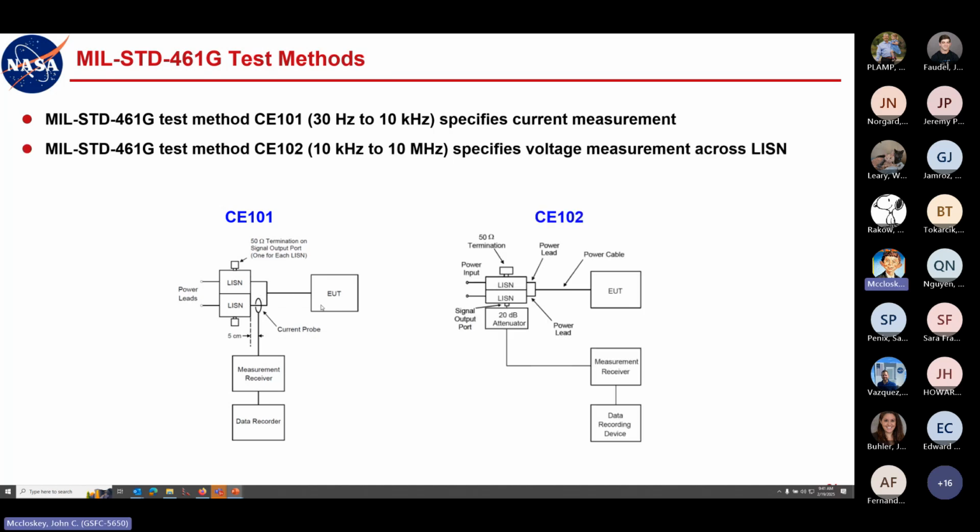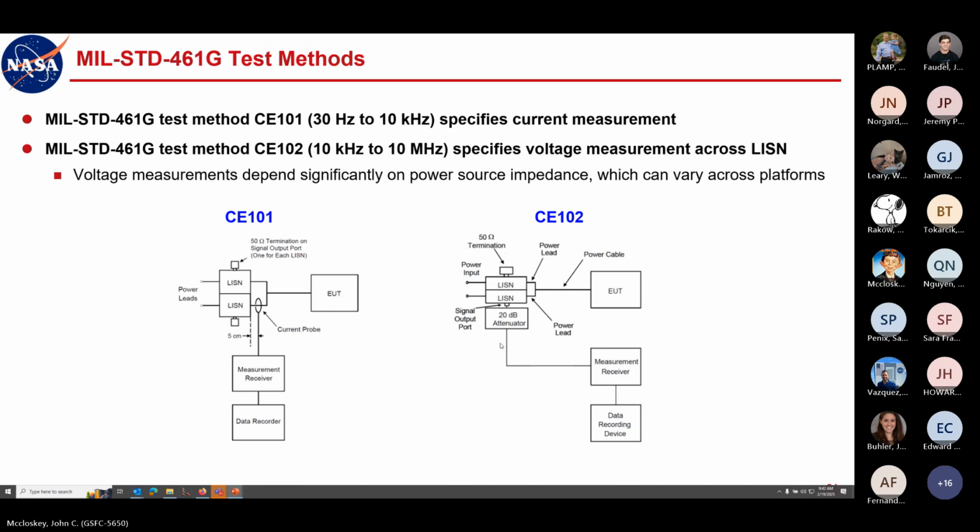And then the CE 102 test method, the higher frequency portion, 10 kilohertz to 10 megahertz, specifies a voltage measurement across a LISN. So if we use our 5 microhenry LISN example, you would tap off of those measurement ports there. I'm sorry, that's down here. I made the same mistake yesterday. There's the signal output port. You would tap off of that. You need to make sure you put a 50 ohm termination on the one you're not measuring at a given time, right? So you still need to give that 50 ohm shunt impedance at high frequencies. So you tap off of that and go to your measurement device.